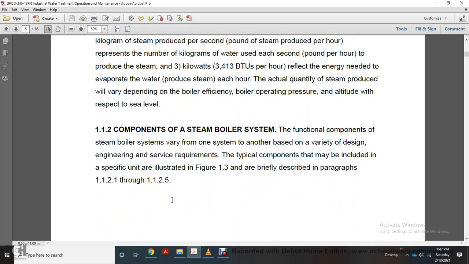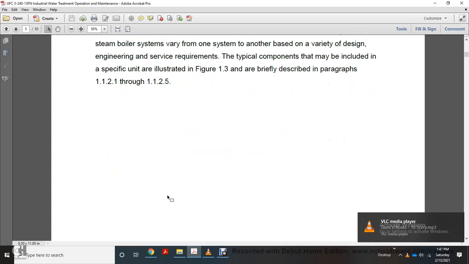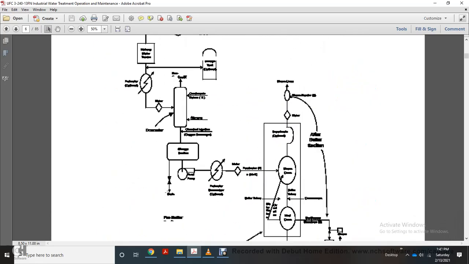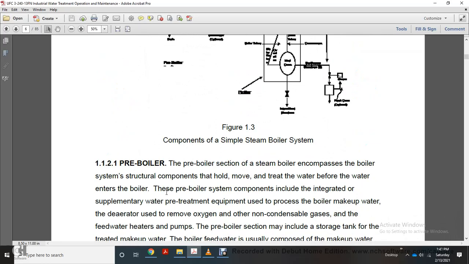Components of the steam boiler system. The functional components of the steam boiler system vary from one system to another based on the variety of design, engineering, and service requirements. The typical components include the specific unit illustrated in Figure 1-3 and are briefly described in paragraphs 1.12.1 and 1.12.5. The figure shows a simple steam boiler system component layout, which is a little bit too hard to read.